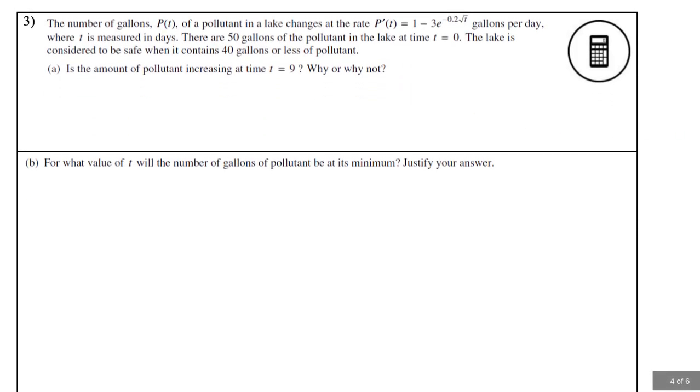Yeah, pollutant. A lot of these gross things. We have some sewage and then some pollutant. We're given a rate. This is already the positive minus the negative. This is the total amount. I don't have any equations to combine. And it tells us our start amount. Our start amount is 50 gallons at time equal to 0, so that's our start. And it tells us some information that's going to be useful later, that the lake is considered to be safe when you have 40 gallons or less.